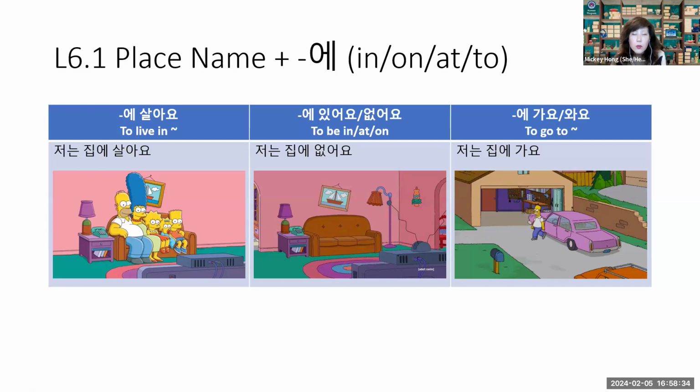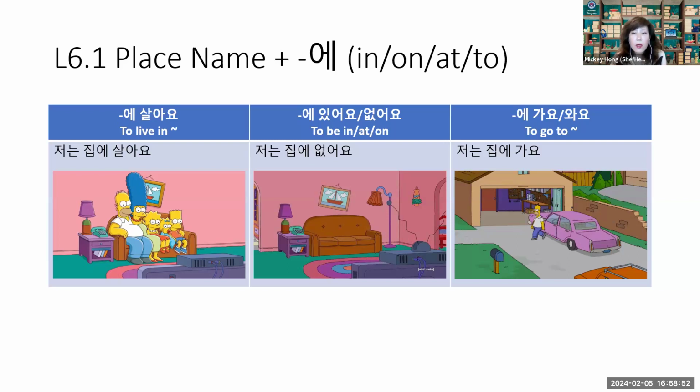Or it can be used with verbs of existence. 없어요 is the negative for existence, so non-existence. 저는 집에 있어요 or 없어요. I'm at home or I'm not at home.